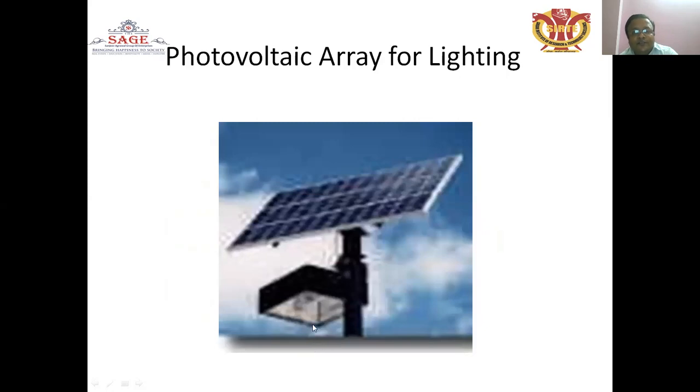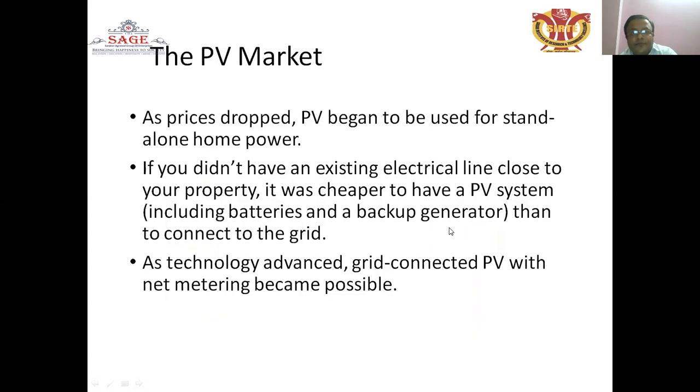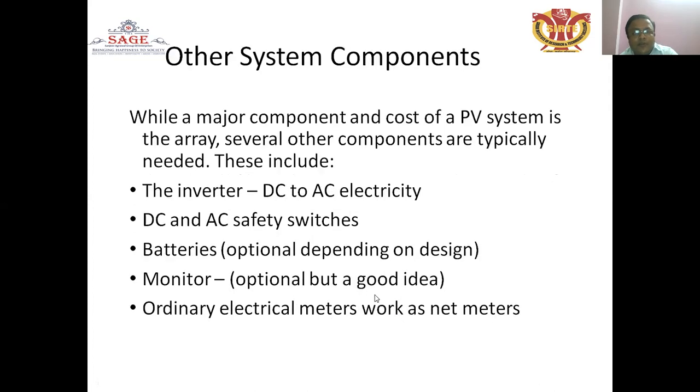A photovoltaic array used on the roof of a home is called a photovoltaic array. It is used for lighting purposes. In the PV market, as prices dropped, PV began to be used for stand-alone home power. If you did not have an existing electrical line close to your property, it was cheaper to have a PV system, including batteries and a backup generator, than to connect to the grid. As the technology advanced, grid-connected PV with net metering became possible.